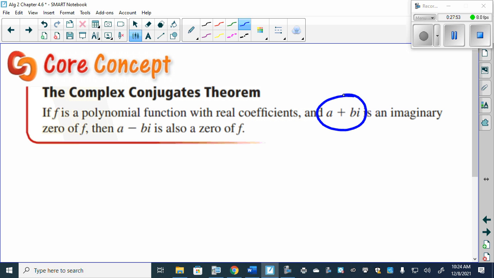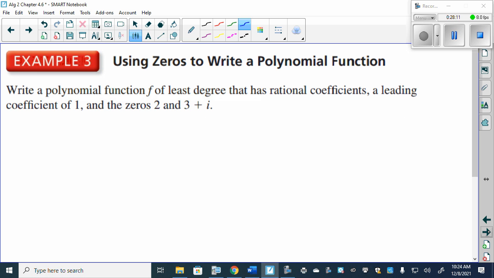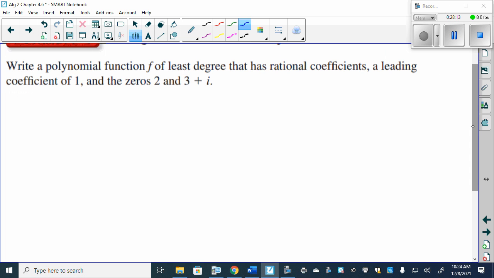That if a plus bi is a solution, then a minus bi is a solution. If we have one, we have to have the other. They always come in pairs. Any questions on this here? So, almost exactly what we did yesterday.